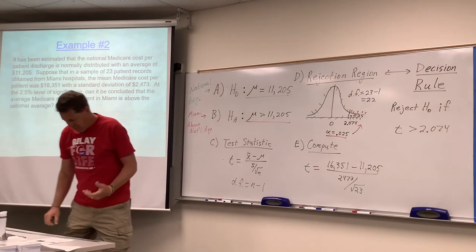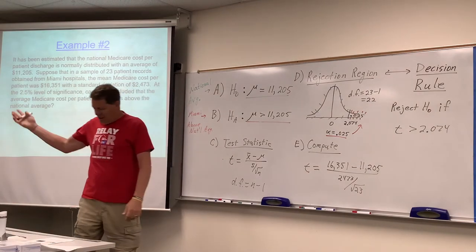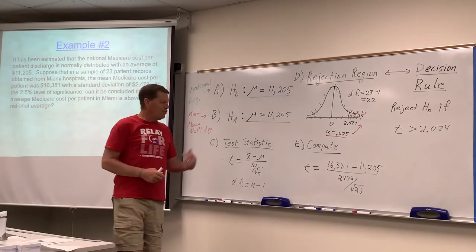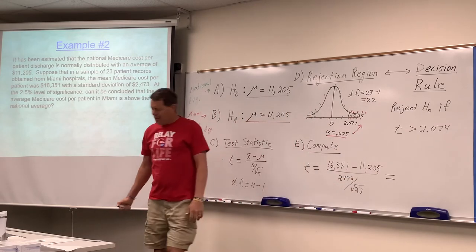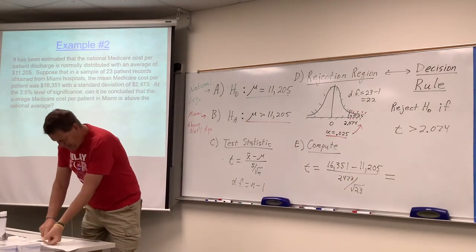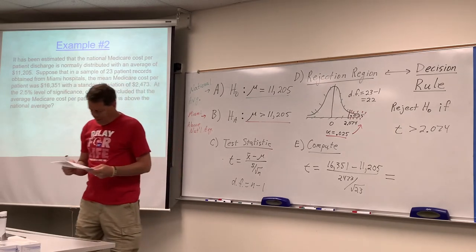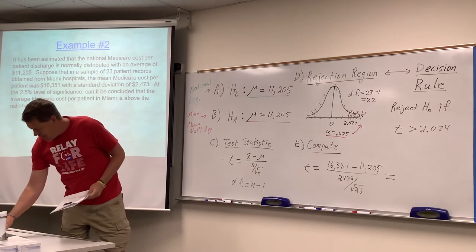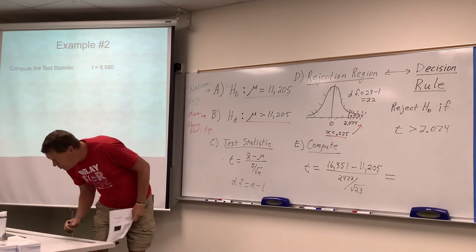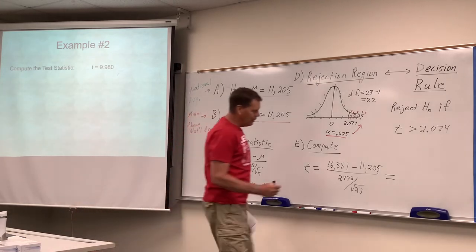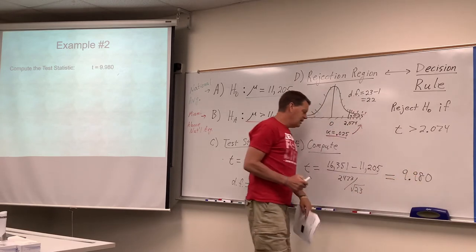Sample size. So, okay, you can grab your calculator and crunch away, or you can cheat and look at the next slide. This is all just order of operations, basically. Usually when we're in the room together, I give you time to do this, but I don't see the point here. Hit pause, do whatever you want. It's on the next slide if you want to peek. It should come out to be 9.980, something like that.